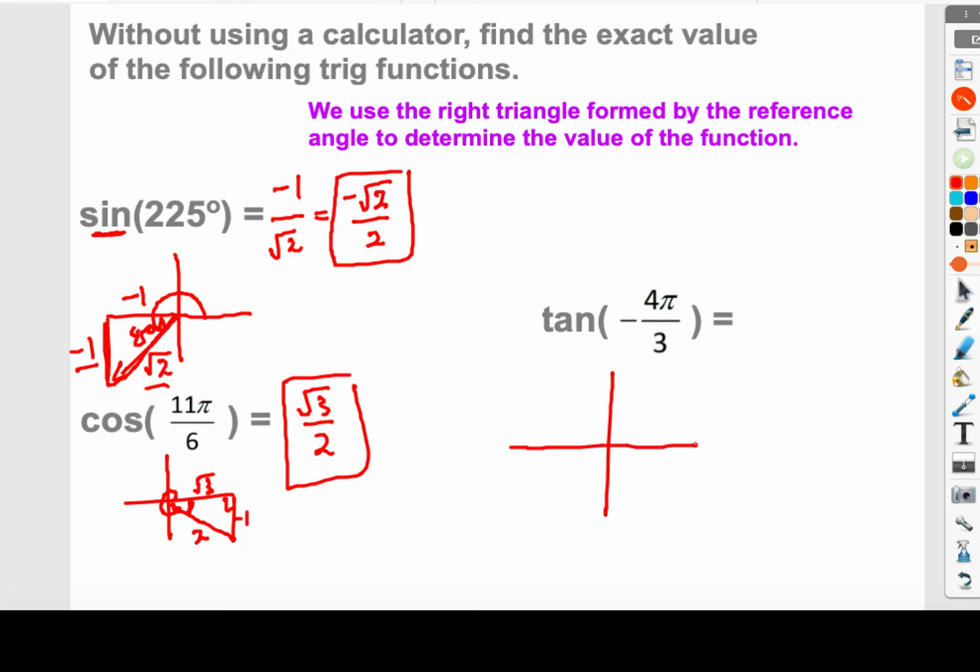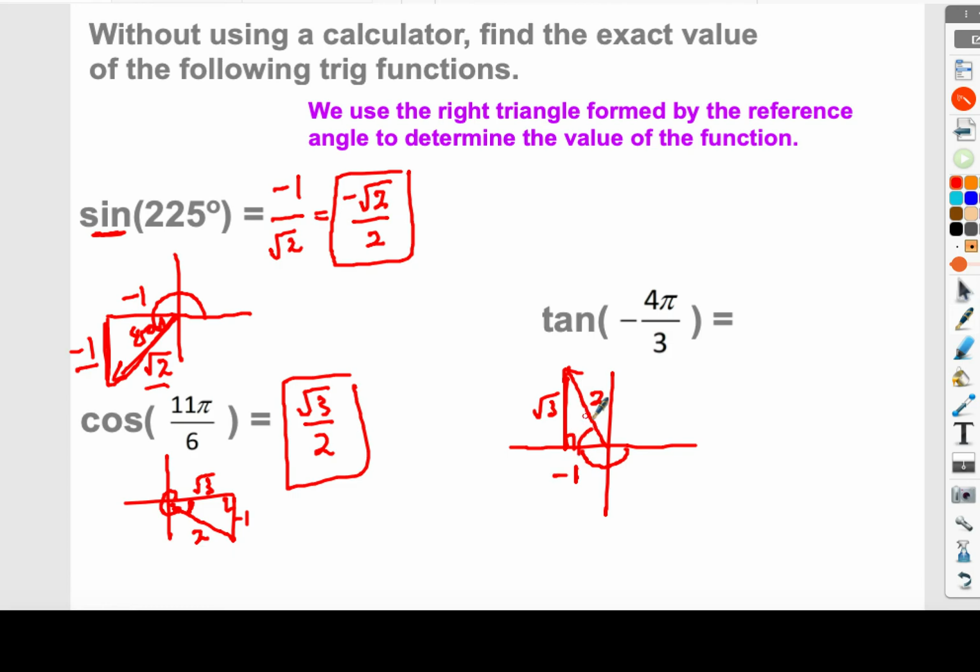So -4 pi over 3. Well, hey, pi over 3 is a third, right? Or essentially 60 degrees, a third of 180. So I'm going to go 1, 2, 3. Again, that's a full pi. 4 would put me up in quadrant 2 here. But again, thinking about a 60-degree angle, a pi over 3 angle, this is 1, this is 2, and this is square root of 3. Remember, we went upwards, so root 3 is positive. We went left, so 1 is negative.